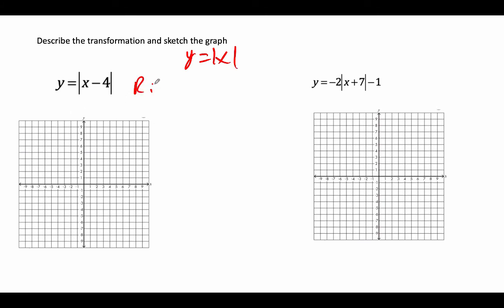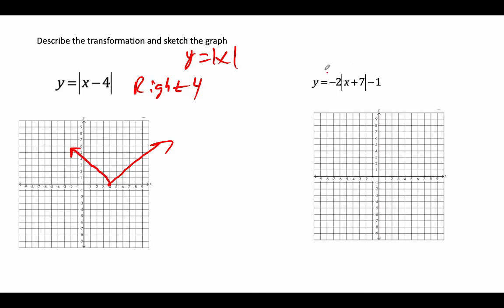Okay, now I'm coming off of y equals the absolute value of x. This one's going to be right 4. 1, 2, 3, 4. Now there's no value of a in front of it. So remember, the absolute value, you think of it as we got a slope of 1 going this direction and a slope of -1 going this direction.